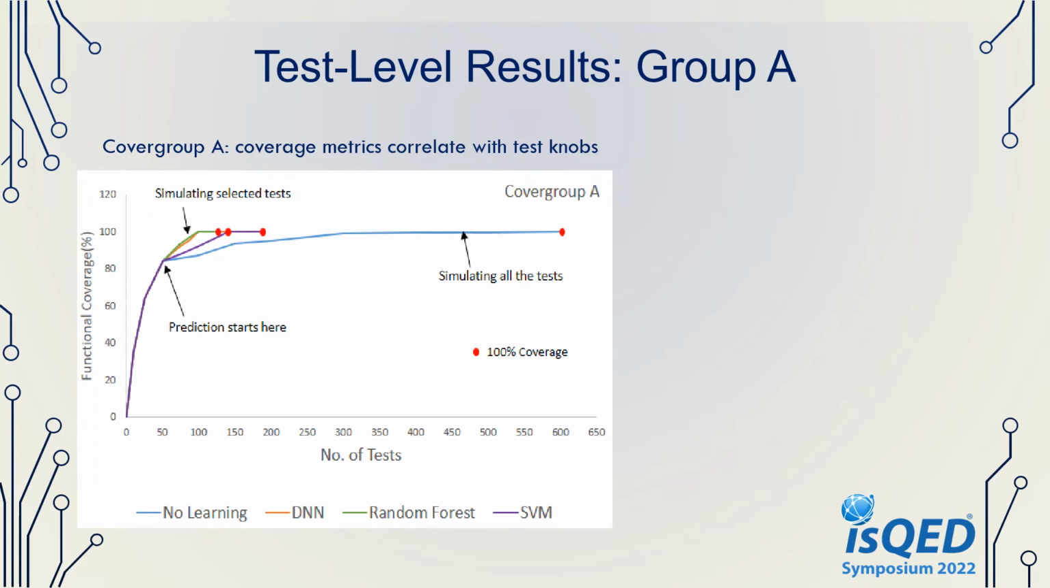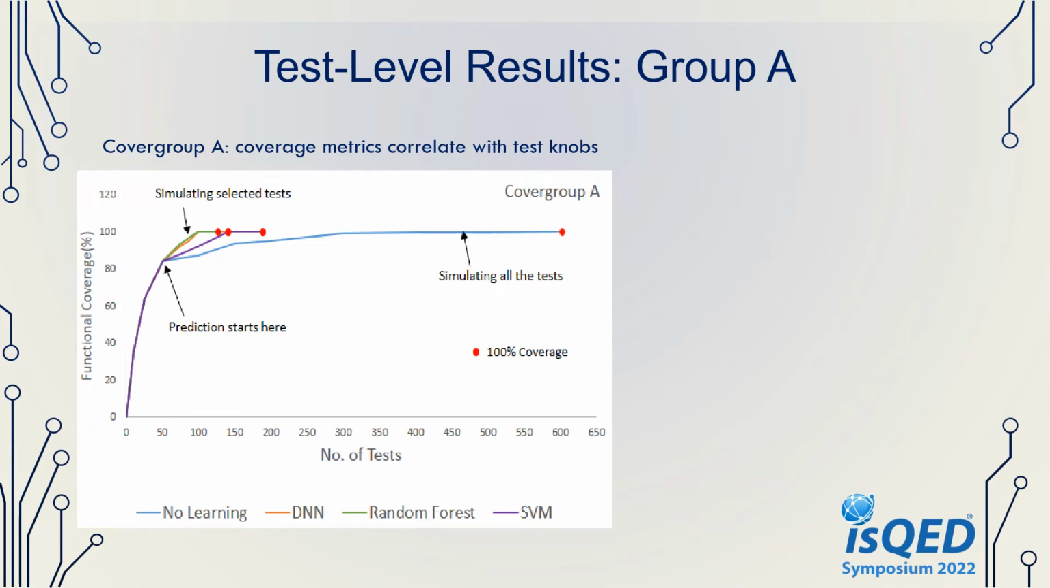Now let's look at the result of this test level application of a machine learning model for one group. For this particular group, those test knobs are well correlated with the coverage metrics.